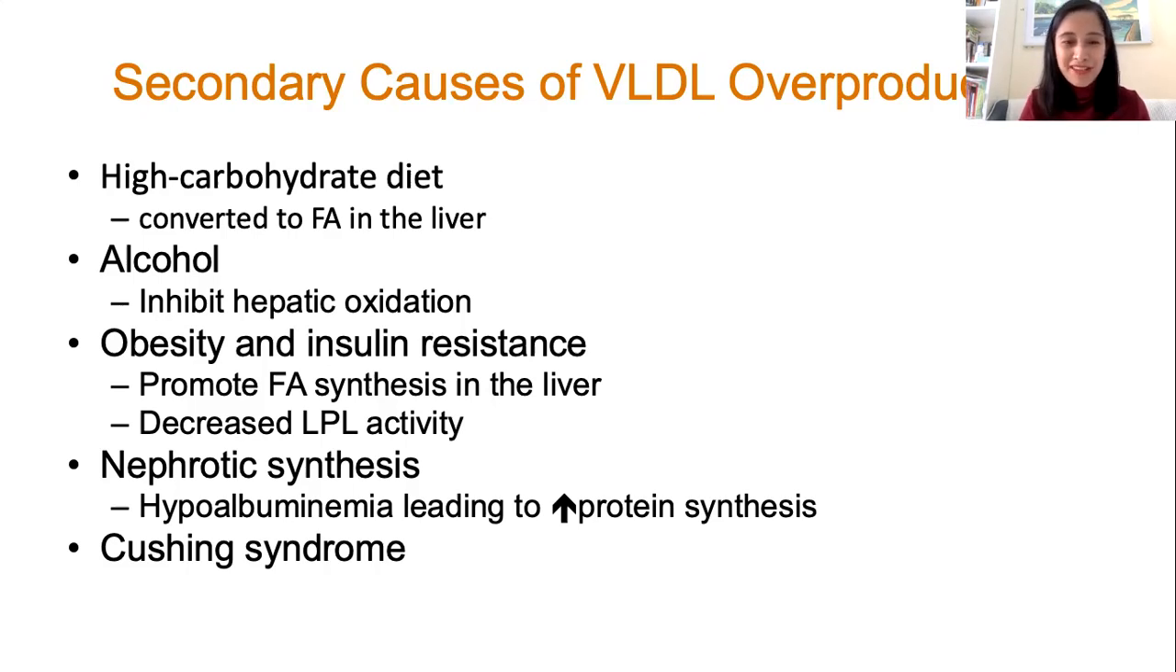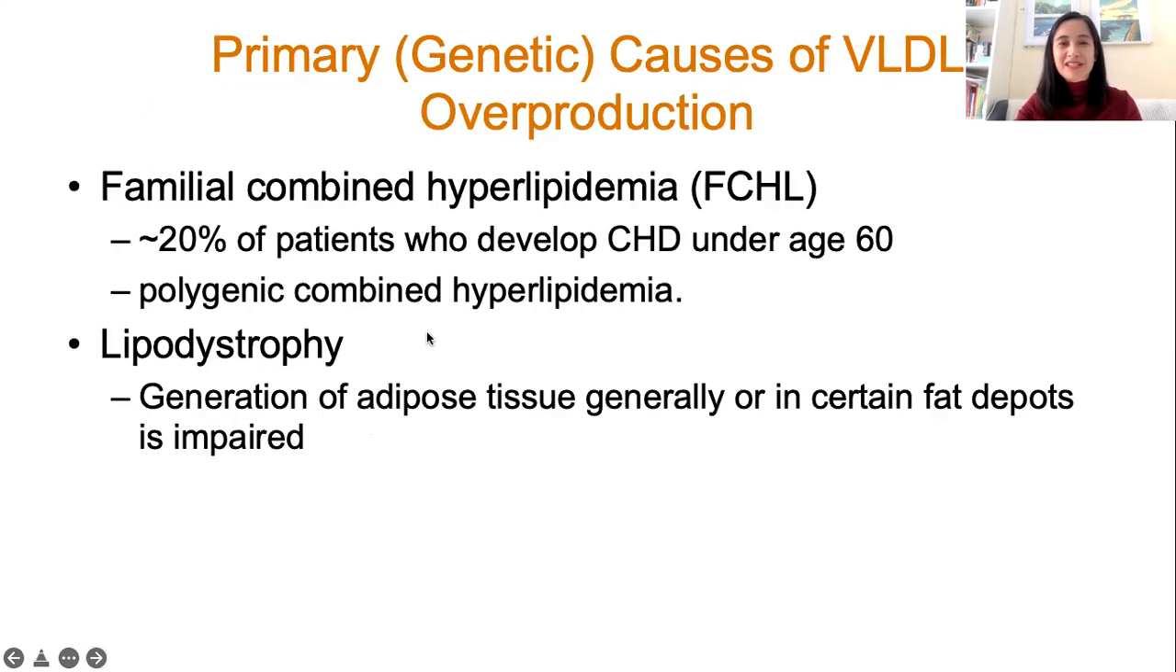Sorry, that's nephrotic syndrome. And this is because of your hypoalbuminemia leading to decrease in protein synthesis. And lastly, you have also Cushing syndrome. So these are the less common causes of VLDL overproduction, which is usually genetic.